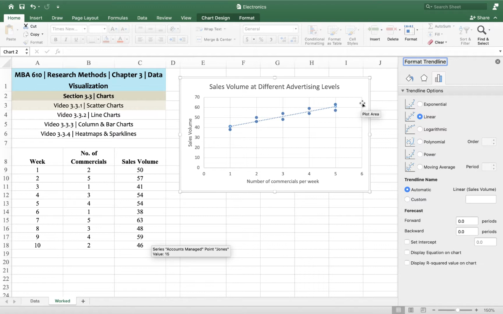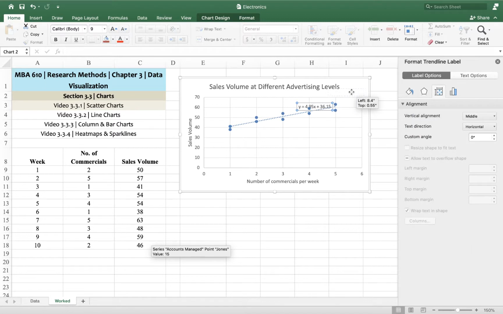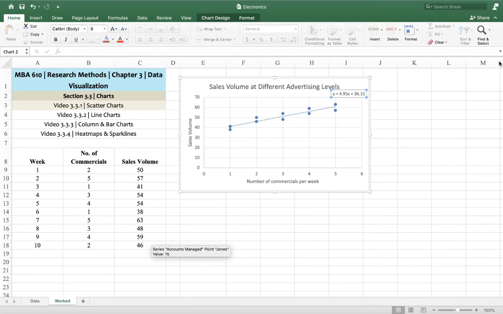If I want to project what sales we would have if we had 6 commercials per week, I need to know the parameters of that line, right? What's the equation of that line? So what I'm going to do, I'm going to come down here and say display the equation on the chart. And this equation pops up. I'm just going to move it out of the way so I can read it. Please move yours out of the way too so that anyone can read it.